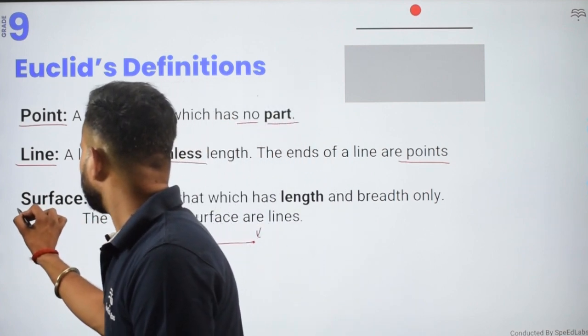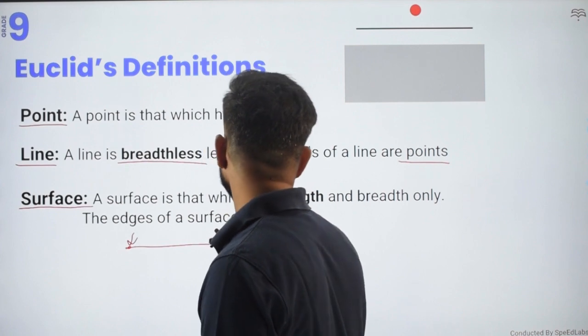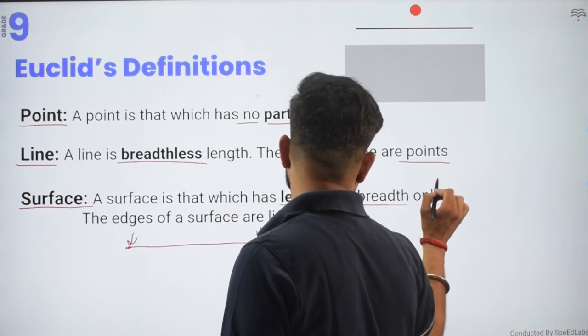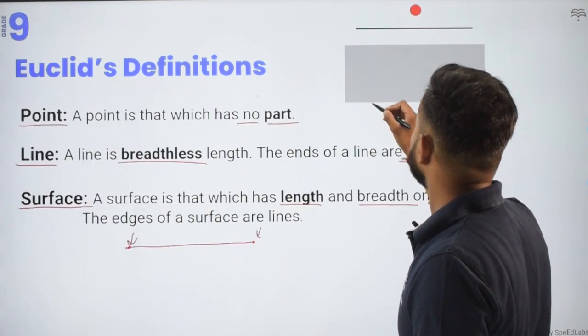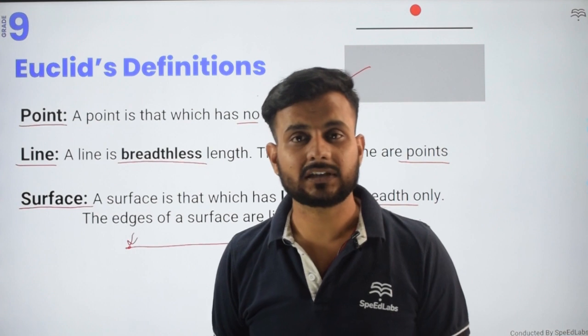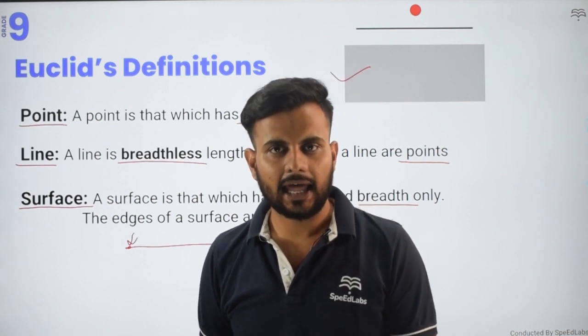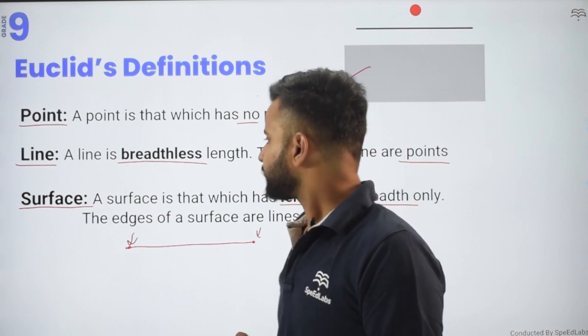Then he says a few things about the surface as well. So what is the surface? A surface is that which has length and breadth only. For example, you can see this, right? So it is a surface. What is a surface? It has a length and its breadth. So it is known as the surface.